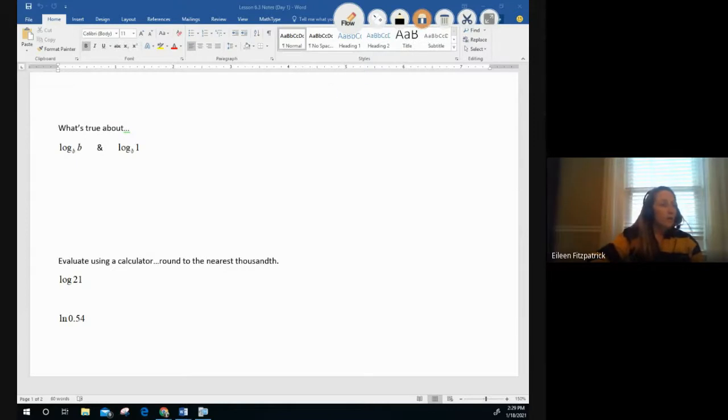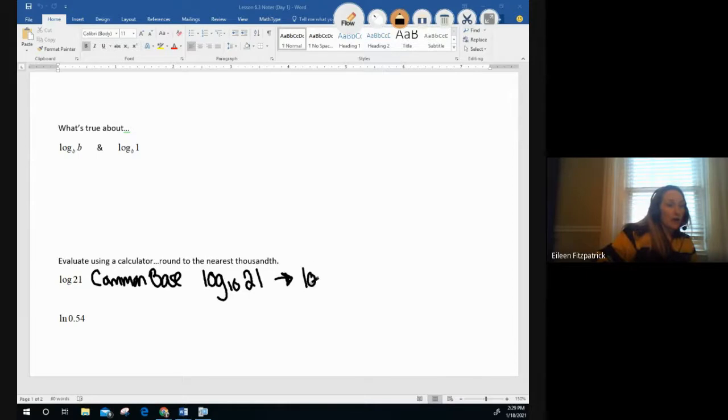So for the first one, log 21, the base there, it's called the common base. If there is no base number written, it's common base, and the common base is base 10. So I could rewrite that as log base 10 of 21. That's the same thing as log 21. So again, if there's no base written, it's automatically a 10, and it's what is known as the common log.